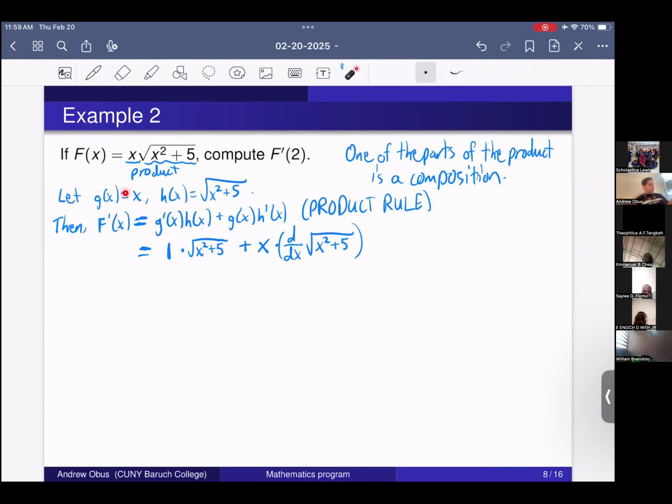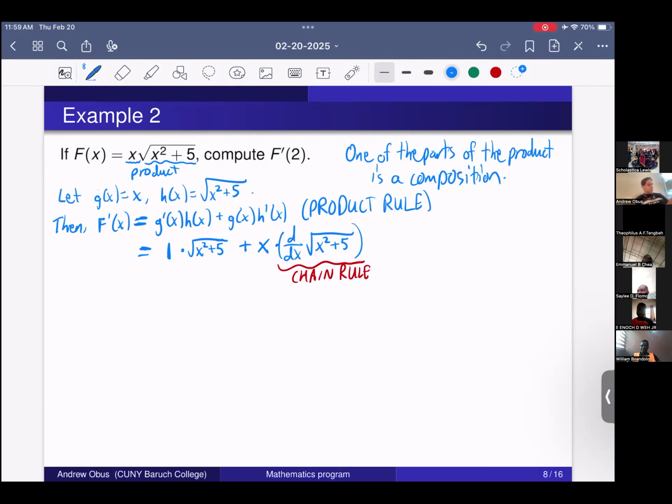We differentiate the x, that gives 1, then the h of x stays here. We have x squared plus 5, and then we add g of x, which is just going to be x, times h prime of x, which we can't do right away because this is a composite function, the square root of x squared plus 5. This is going to be a composition of two functions, so we're going to have to write down what that is and use the chain rule. So this over here is going to involve the chain rule. Okay, so you can actually use a chain rule there.